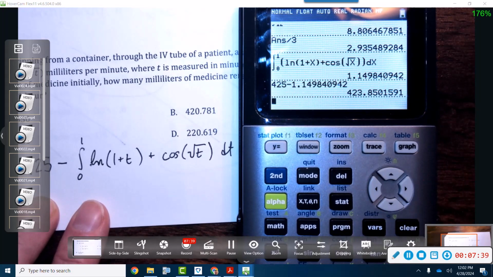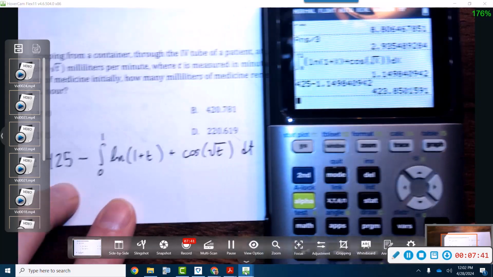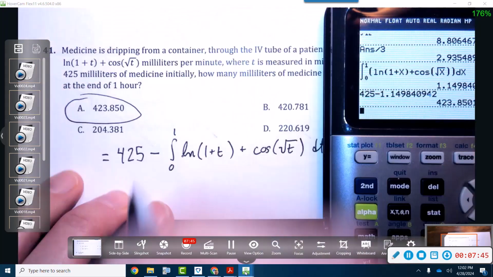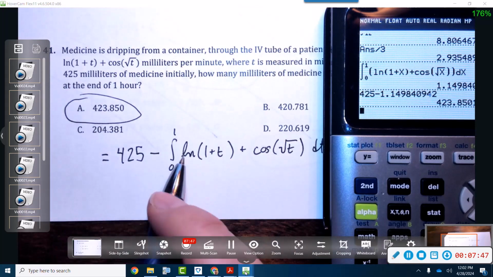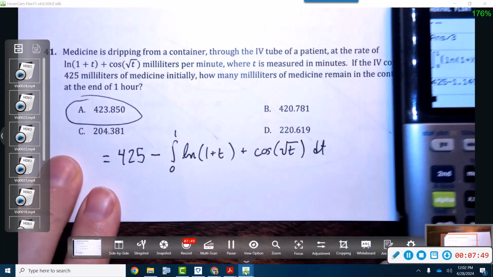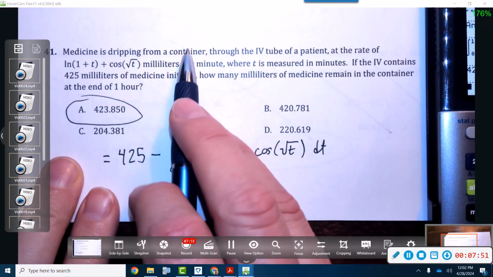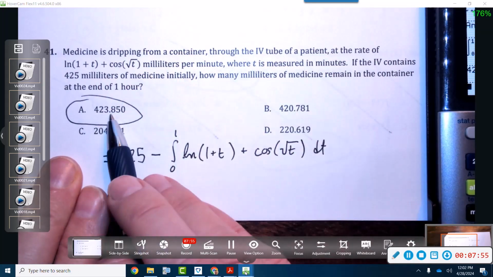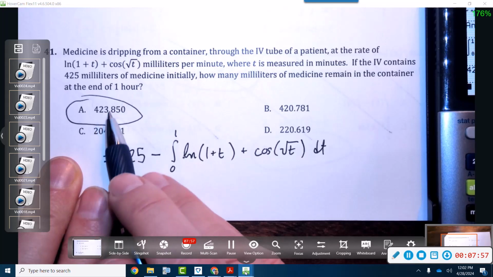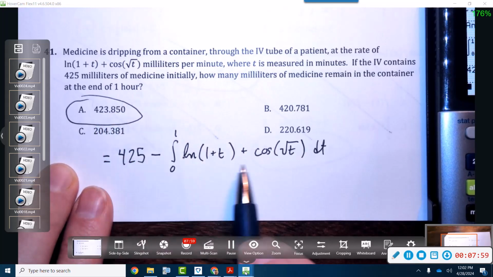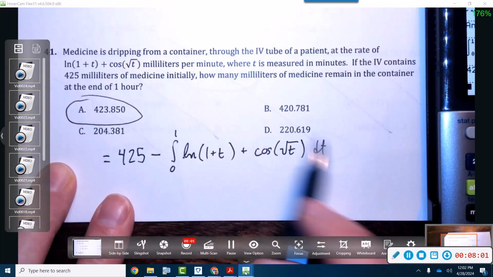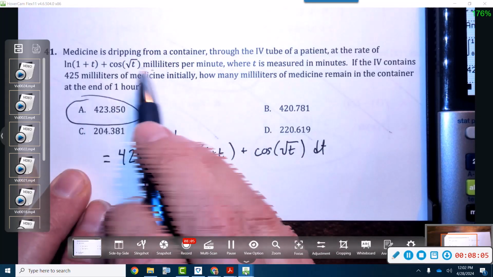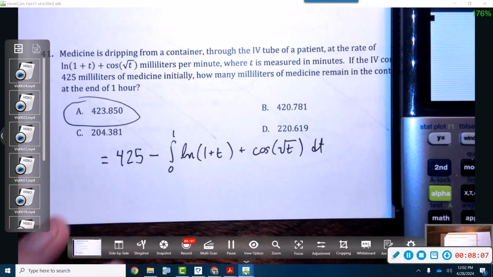Got 423.85. So that's beautiful. That is how much, not a lot, has left the system. And that makes sense. It's just dripping from a container. So after 1 hour, not much has left, there's still a lot there. Okay, but that is the function. Some kind of biologist or engineer must have figured out that would be the drip rate. So that's cool. All right, what else?